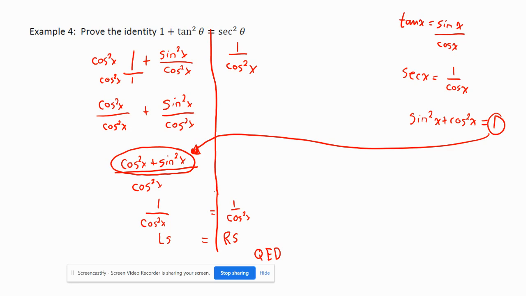So guys, what I said before: these identities that we have, anything on your formula sheet, you can use for free.